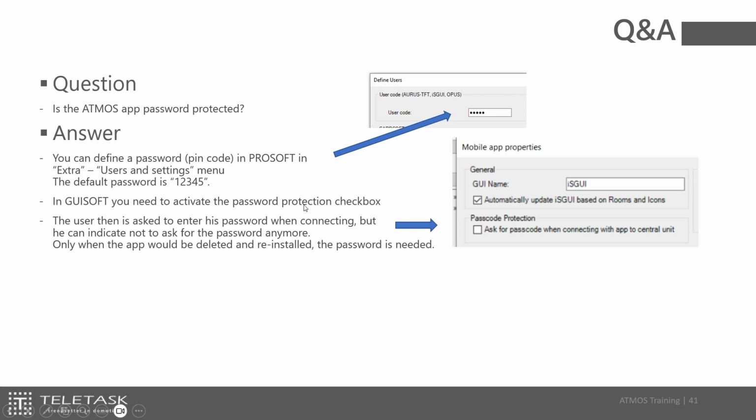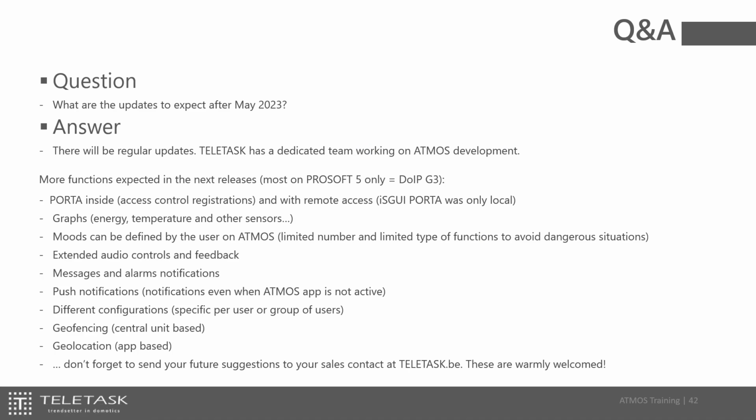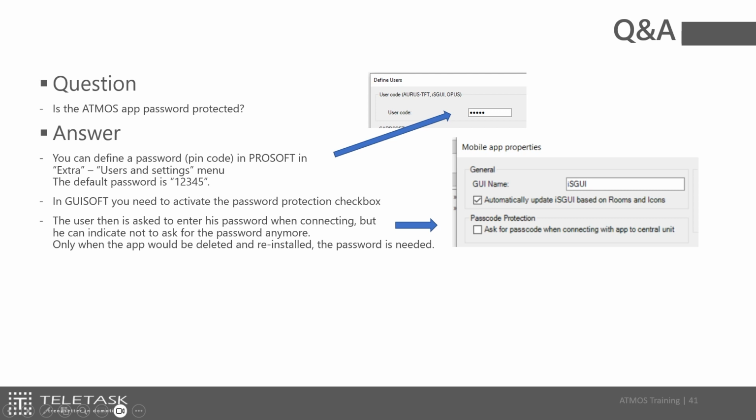In GUISoft, you need to activate the password protection checkbox. So here you can say: ask for passcode when connecting with app to central unit. You can activate and deactivate that function. So if your smartphone or your tablet is provided with the standard password protection, you don't need to do anything. That's not necessary. The same password, I go back one slide, the same password here, it's a user password, is used also if you protect individual functions.